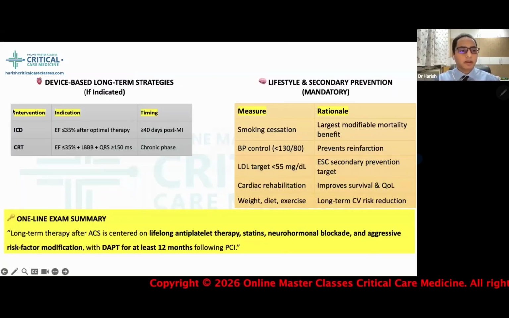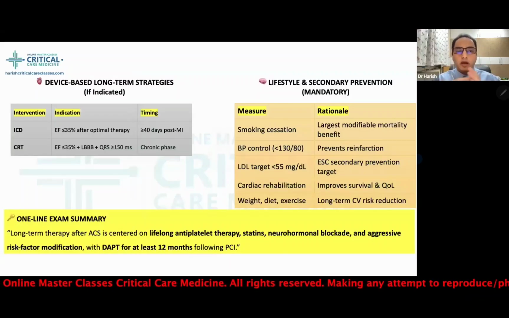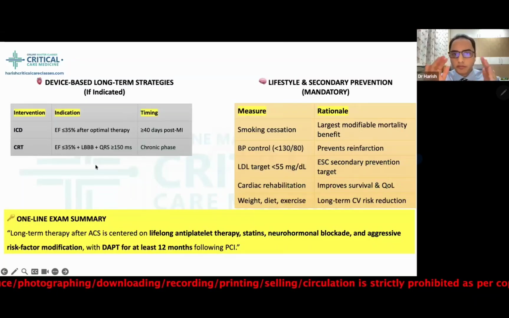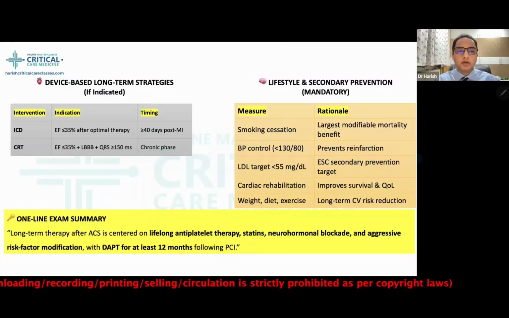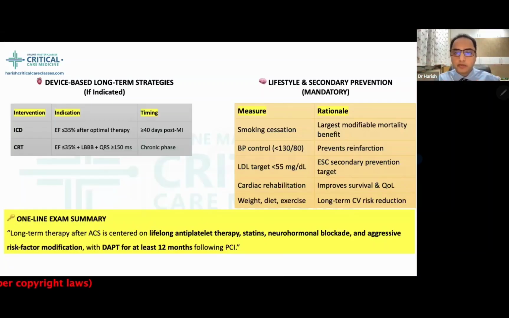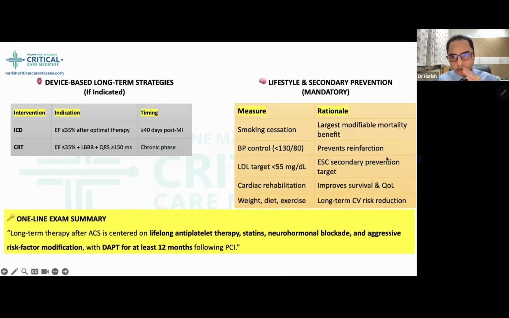Implantable cardioverter defibrillator when they have an EF of less than or equal to 35%, after optimal therapy, with timing somewhere more than or equal to 40 days post MI; we can consider it on an individualized basis. Cardiac resynchronization therapy when EF is less than 35%, LBBB is there and QRS is more than or equal to 150. In chronic phases, we can go for CRT. Stop smoking, BP control somewhere around 130/80, LDL target should be less than 55. Cardiac rehabilitation improves survival and quality of life. Weight, diet, exercise should be advised as long-term goals.